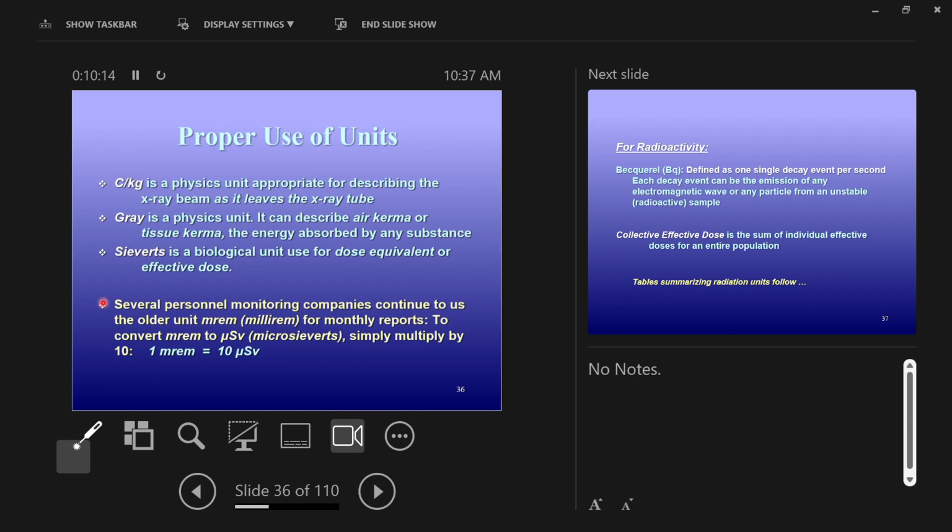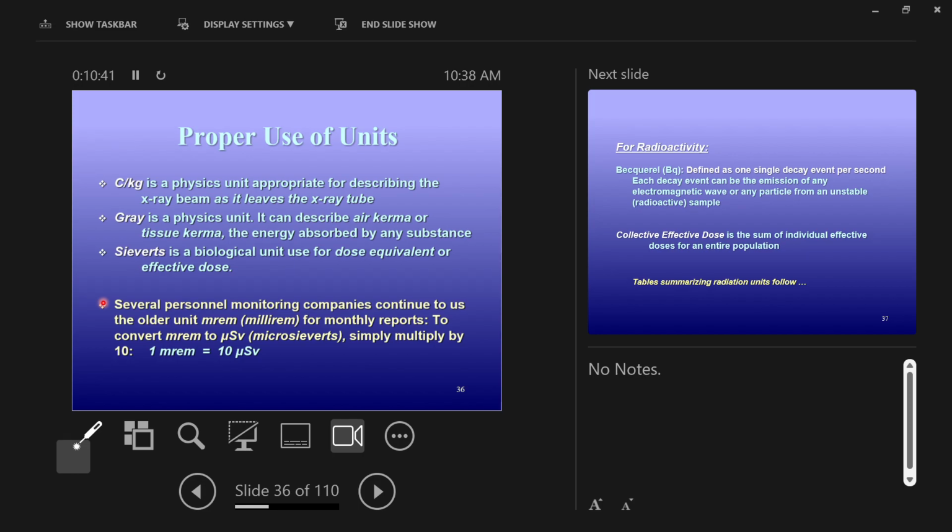Focus on the gray, talking about absorbed dose, and the sievert, talking about effective or equivalent. But I'm going to put biologic harm. Those are SI units.